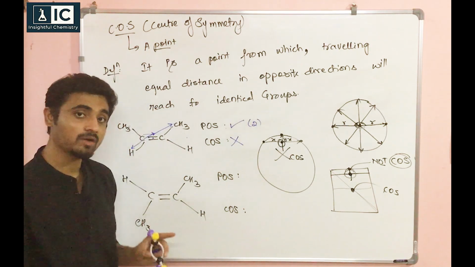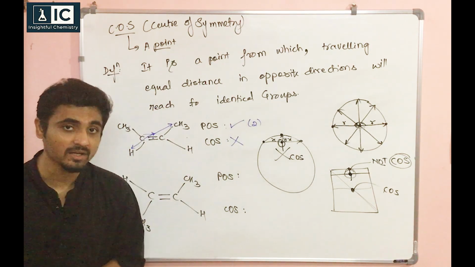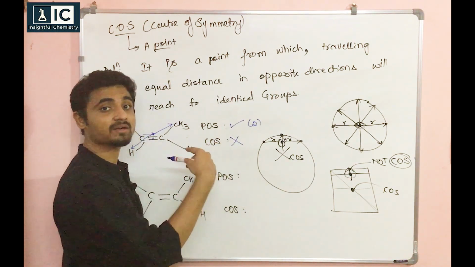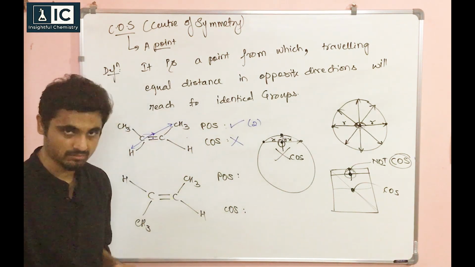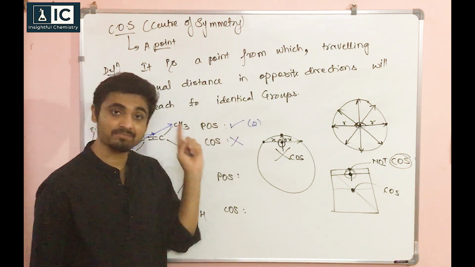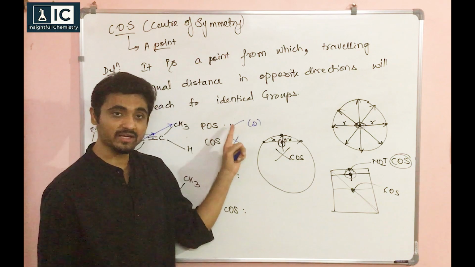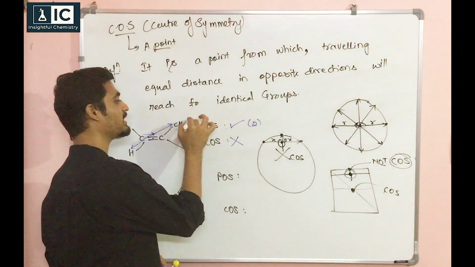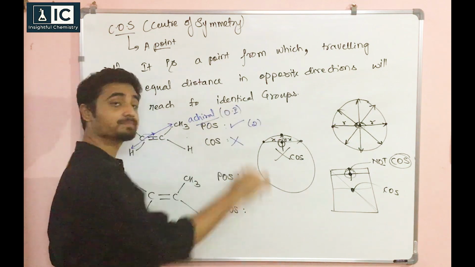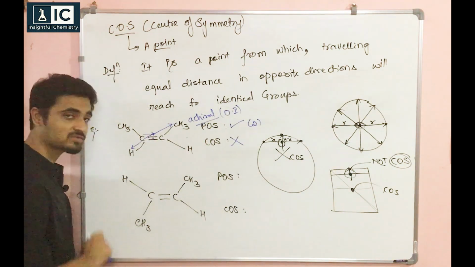Okay, but now if I ask, is this molecule chiral? So yes, both should be absent to be, sorry, it's not chiral. Okay, it's achiral, optically inactive. Why? Because both should be absent together. Even if one is present, this becomes achiral or optically inactive. Clear?